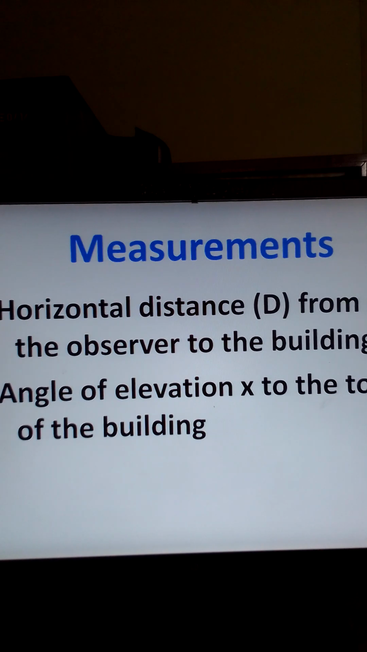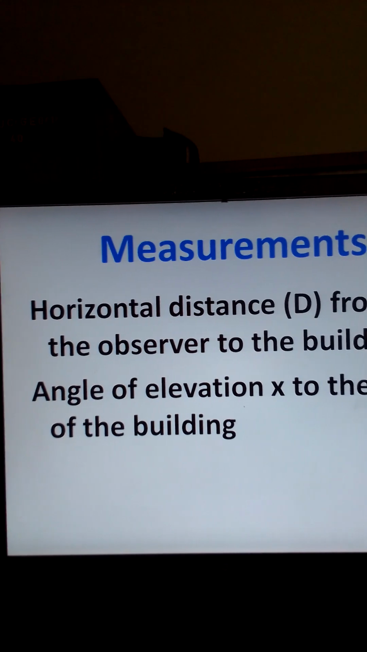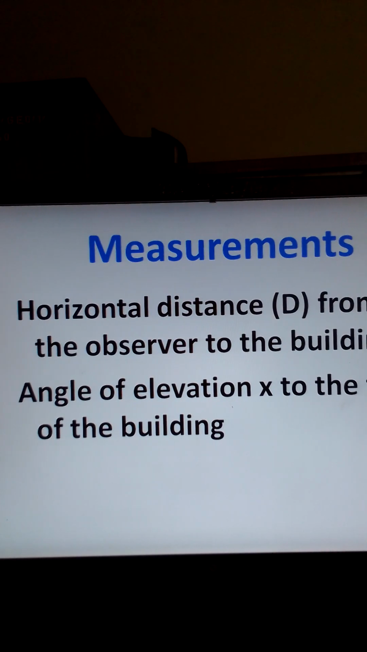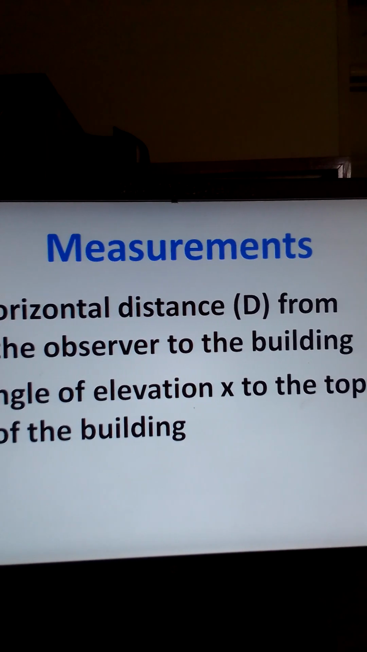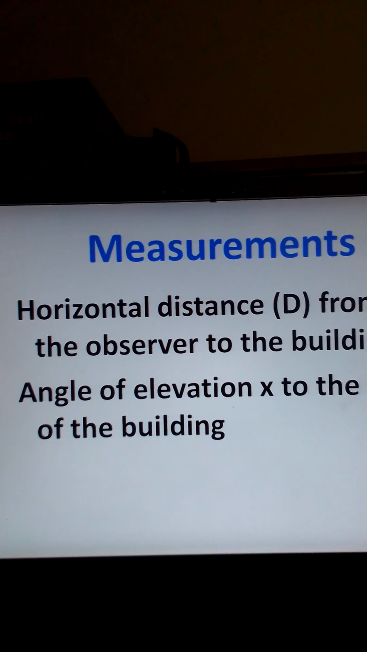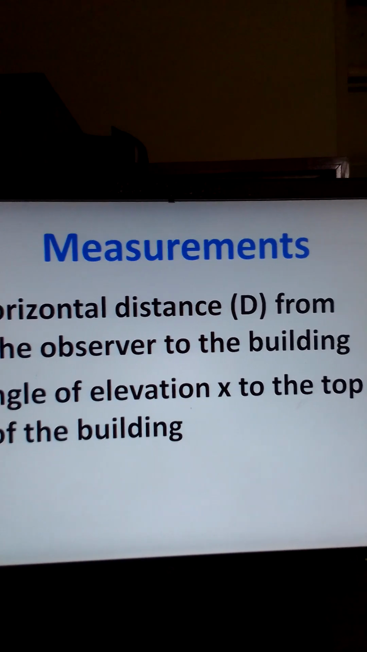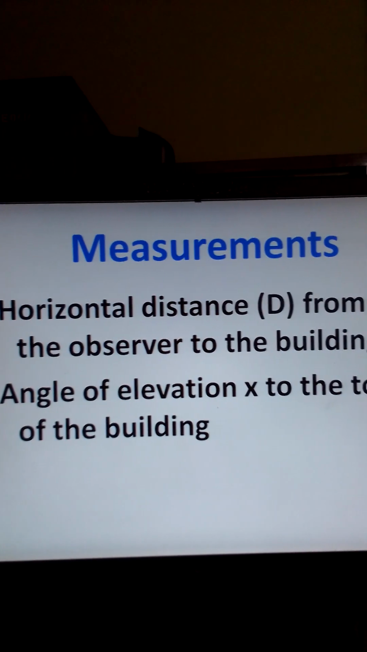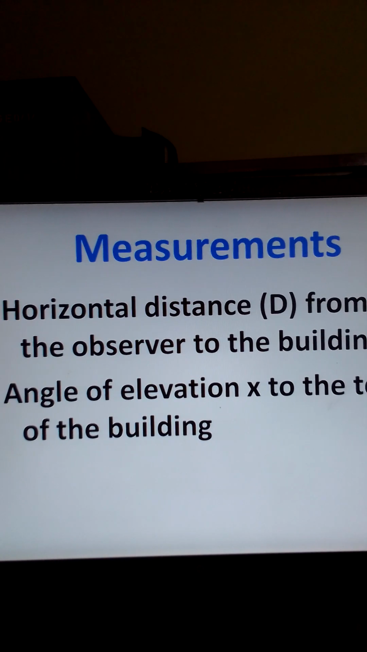The measurements we shall make in this exercise are three. Number one, the horizontal distance, D, from the observer to the building. Number two, the angle of elevation, X, from the eye level of the observer to the top of the building. Number three, the height of the observer from the ground surface to the eye level.